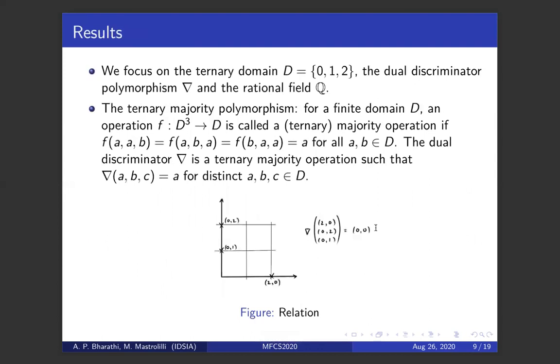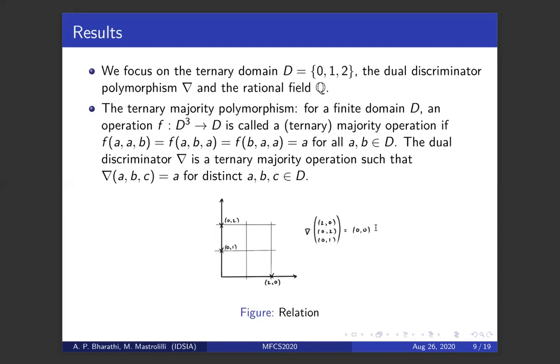In this paper, we take the 3-element domain D to be equal to the set {0, 1, 2}, and a particular majority polymorphism called the dual discriminator. First of all, a majority operation is a ternary operation that takes the value that appears most often. For the Boolean domain, there is only one majority operation, but this is not true for larger domains. The dual discriminator is a majority operation, and in case of 3 distinct inputs, it picks the first.